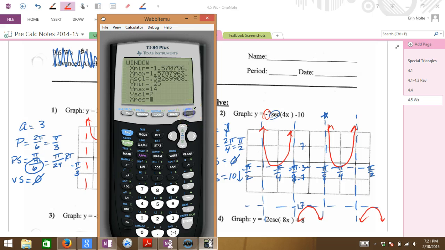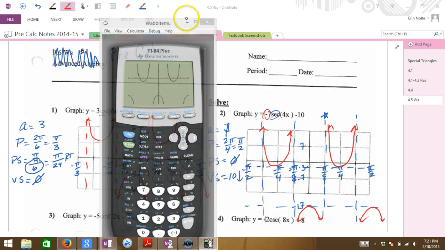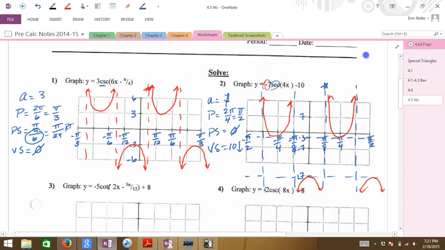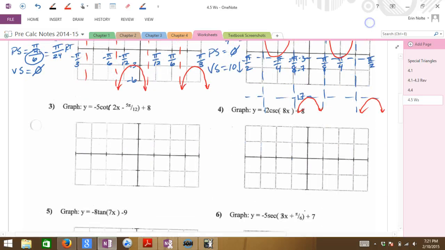All right, here comes the moment of truth. All right, I would say that that looks pretty darn accurate. So I'm calling that one good. All right, question number 3.